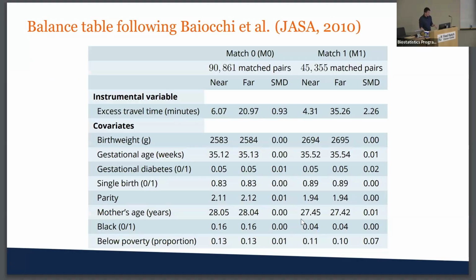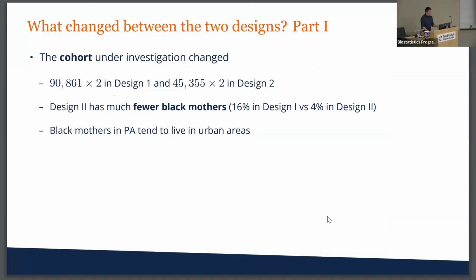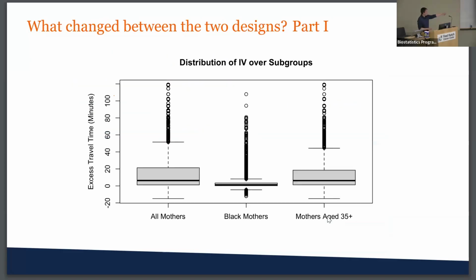In fact, if you look at this, after they strengthened their instruments, only 4% of people are Black in the strengthened design, compared to 15% in the entire state of Pennsylvania. And there's actually a very good reason for this, because Black mothers in Pennsylvania tend to live in urban areas. This is a figure from their original paper, our recreation of the figure in the original paper. As you can see, this is the effect distance.